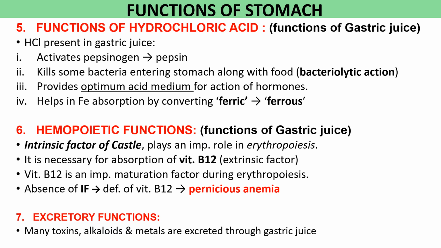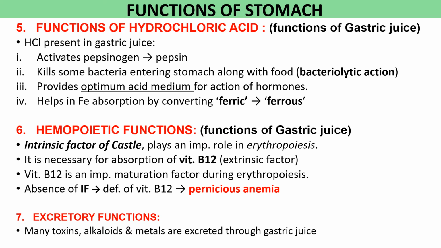Now, the second function of hydrochloric acid is that it kills some bacteria that enter the stomach along with the food. So it has got bacteriolytic action also. Now, HCl also provides an optimum acid medium for the action of enzymes and also for digestion. The fourth function of HCl is that it helps in iron absorption by helping convert it from the ferric form into the ferrous form. So whenever the non-heme iron, which is usually in the ferric form, has to be converted into ferrous form so that it can be easily assimilated by the body.